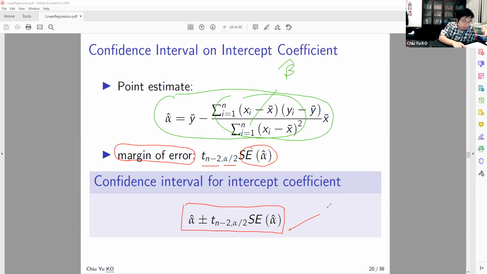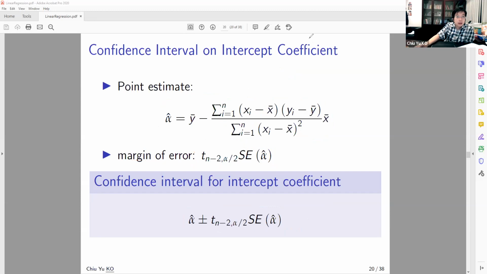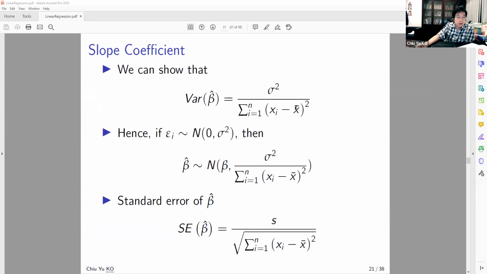Any question? We don't need to rush because I think we have enough time. Any question you want to ask at this stage? Okay. If no, then we go to the next one.